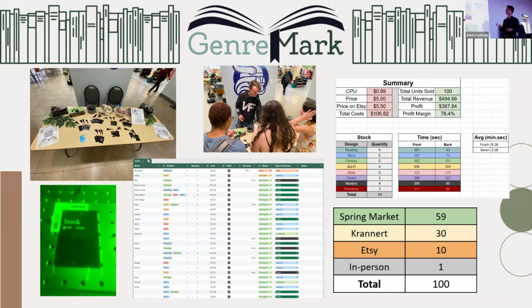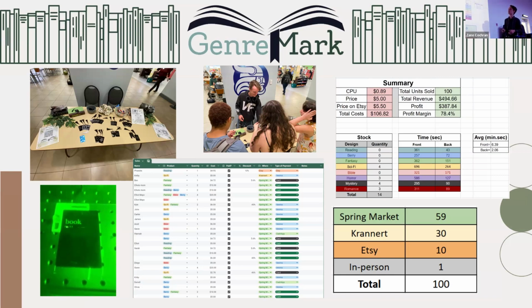where they bought it, so spring market, Etsy, Cranor, and then what type of payment. I was able to create a nice little equation to calculate the cost with any discounts, because I also messed up on a couple and I sold those at a higher cost just to at least get it out there and make some sort of profit. And I also sold on Etsy for a little bit more because Etsy does take some from the sale. So I wanted to make that back without making it too expensive.